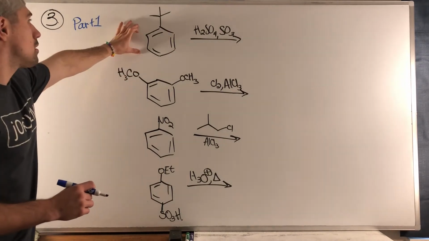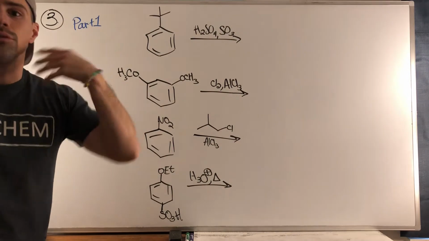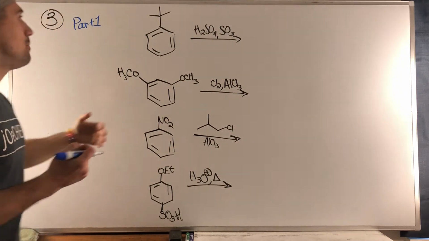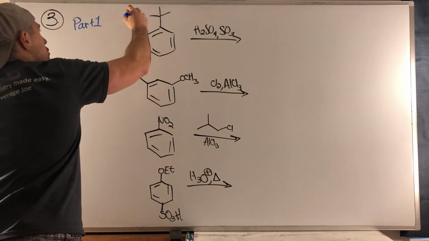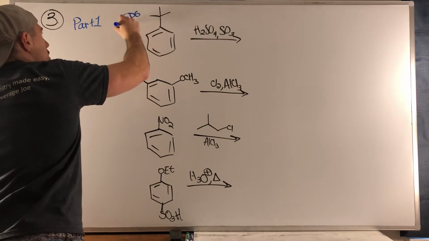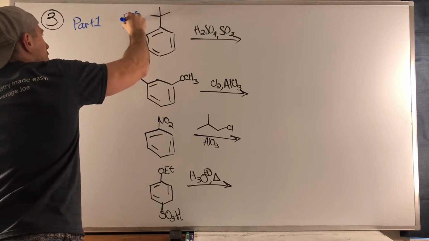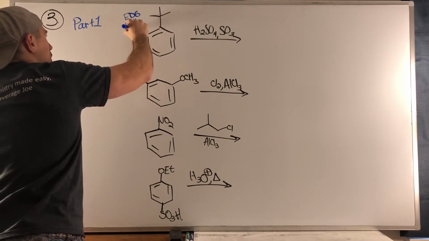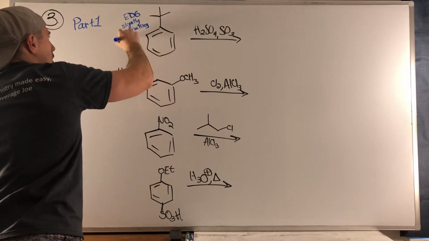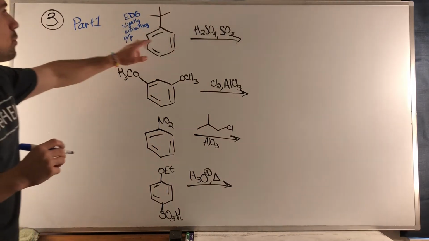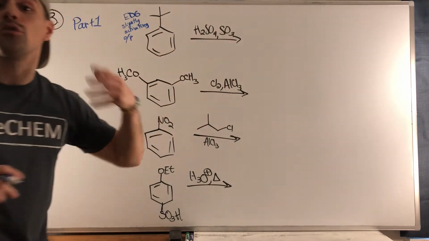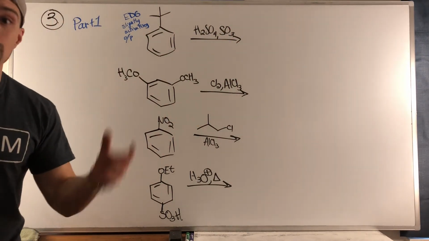So right up here, we see a T-butyl group. When you do these problems, I want you to think about the following. You know this is an EDG, slightly activating, ortho-para director. Okay, so we know these are the reagents for sulfonation. We're going to put on a sulfonyl group, an SO3H.